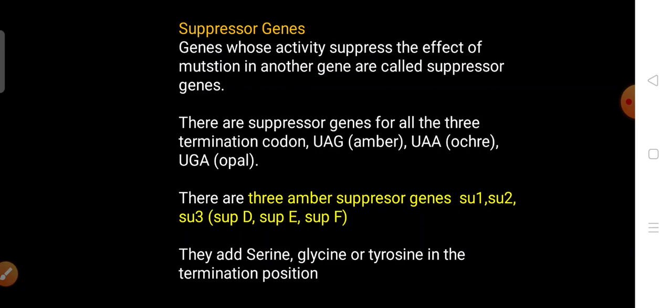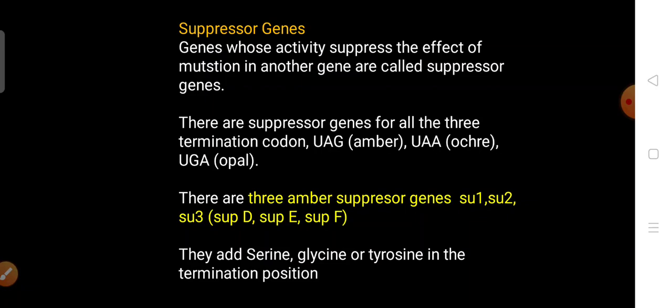So let us discuss in brief about suppressor genes. So what are suppressor genes? Genes whose activity suppresses the effect of mutation in another gene. Okay, genes whose activity suppresses the effect of mutation in another gene are called suppressor genes. So the suppressor genes function by suppressing the effect of mutations.